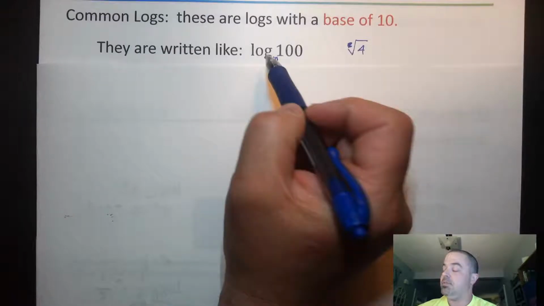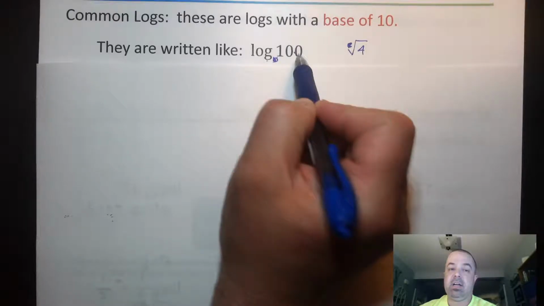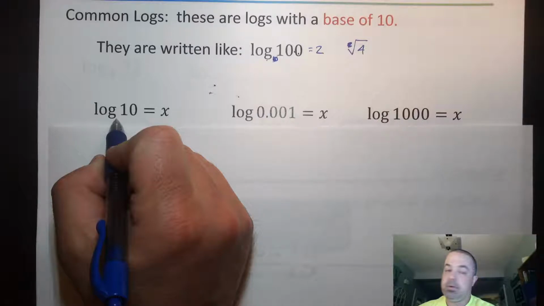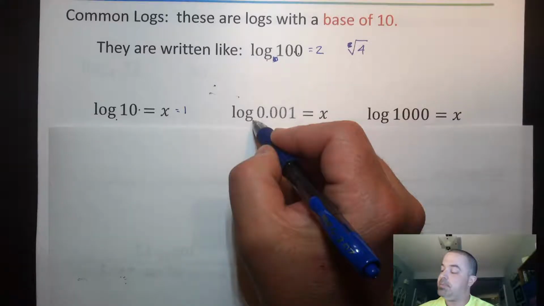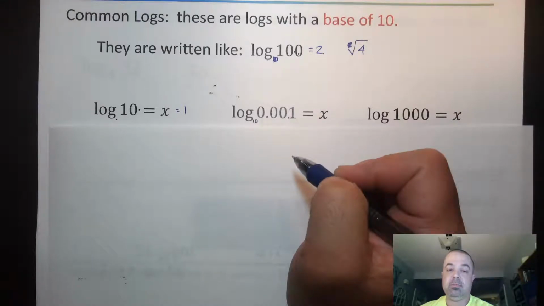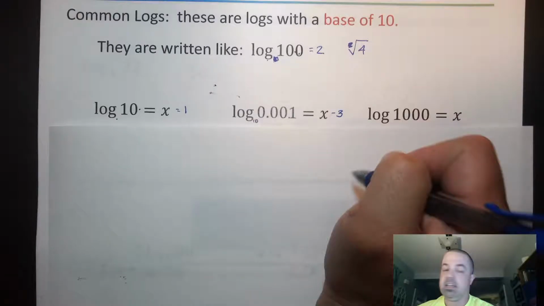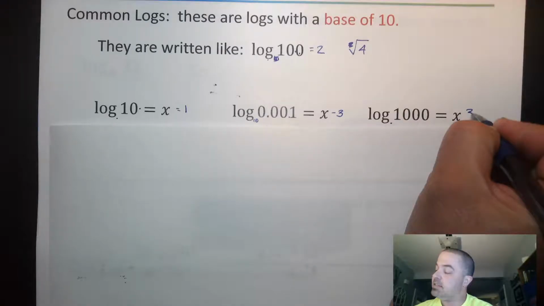So this is log base 10 of 100. What exponent of 10 gets me to 100? Well, that is 2. Okay, so what exponent of 10 is 10? Well, that's 1. What exponent of 10 is 1/1,000th? Well, I'm going in the negative direction, right? So that's going to be negative 3. What exponent of 10 gets me 1,000? That's going to be positive 3.